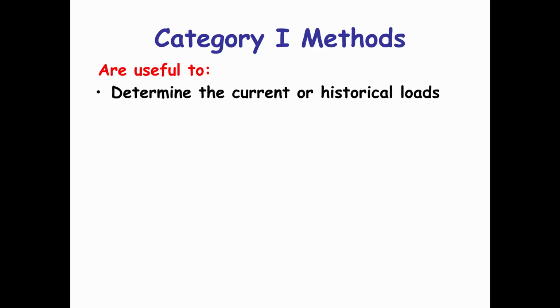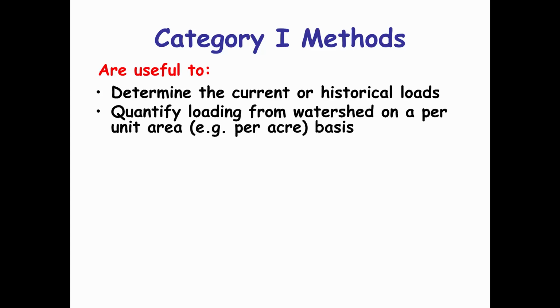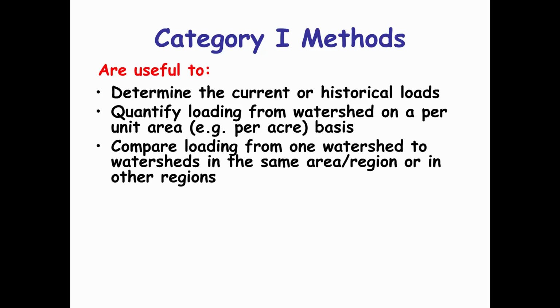Category 1 methods are useful for determining the current or historical loads. We're quantifying loading from a watershed on a per unit basis or per acre basis, for instance. You can compare one watershed to another watershed in the same area or region in terms of the pollutant load that's coming from the watershed.